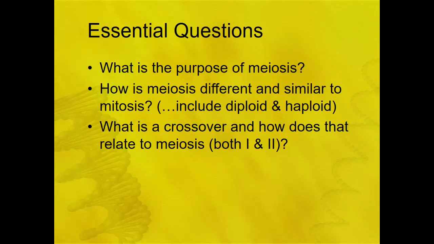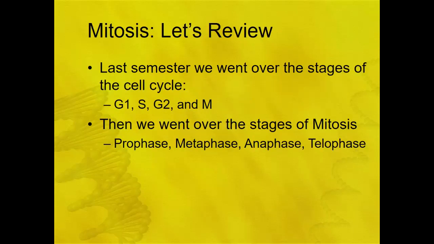Now, we talked about mutations last class, and so we're going to talk a little bit more about mutations today and next class, and that'll help us get a better idea of how these changes come about and the variation that exists within a population of a specific species. So let's begin by going back to mitosis a little bit and review the stages of the cell cycle. So last semester, we went over the stages of the cell cycle, G1, S, G2, and M. So let's start with G1. What happens during G1?